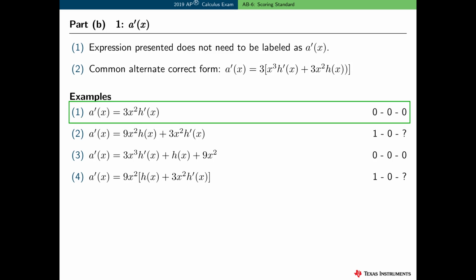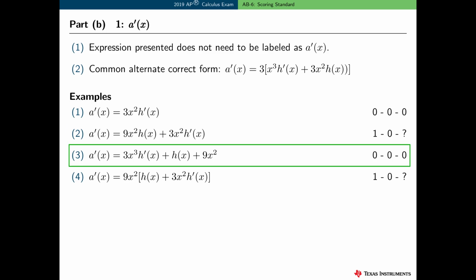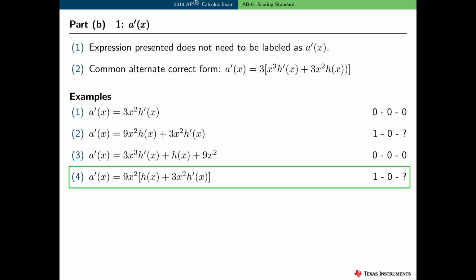Here are some example student responses and how each was scored. In example 1, there is no sum of two terms. This response does not earn the first point and is not eligible for the second or the third. In example 2, the form of the product rule is correct, but the 3x squared term is incorrect. This earns the first point, not the second, but is eligible for the third. In example 3, the form is incorrect, so this doesn't earn the first or the second point and is not eligible for the third point. And in example 4, the form is correct, but one of the terms is incorrect. So this earns the first point, not the second, but is eligible for the third point.